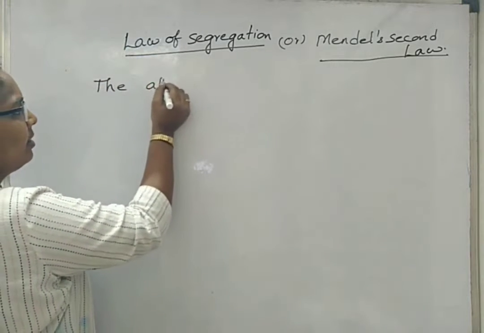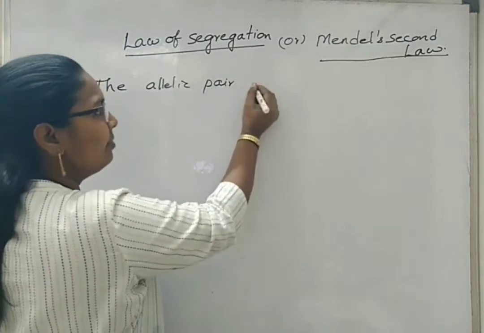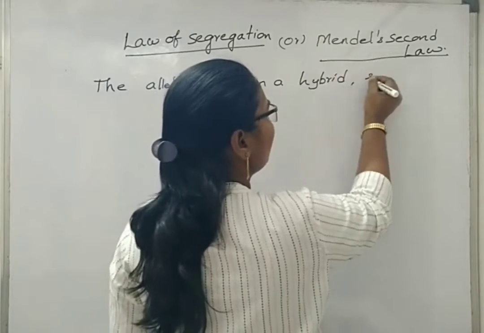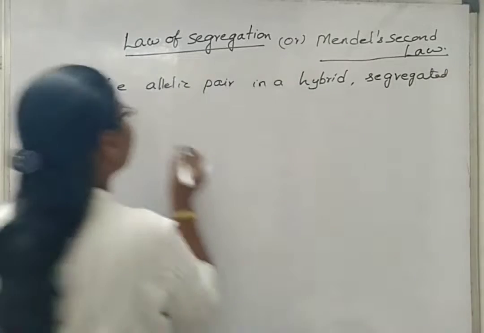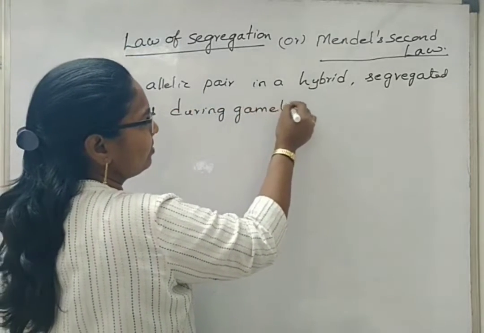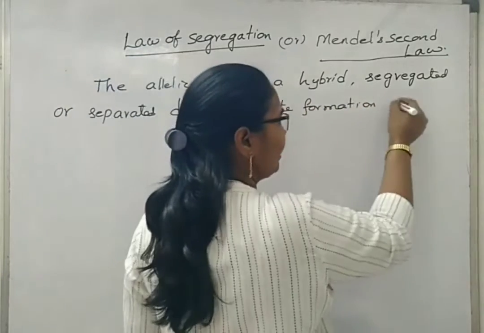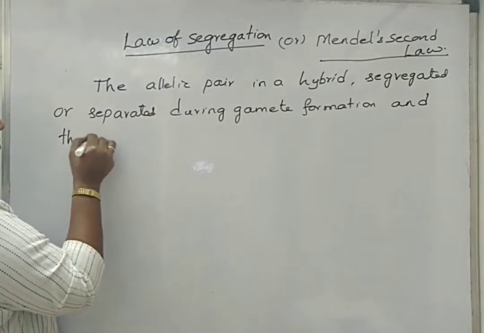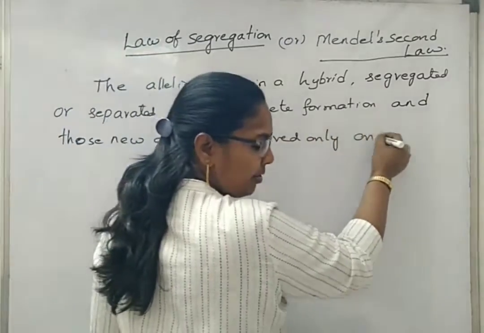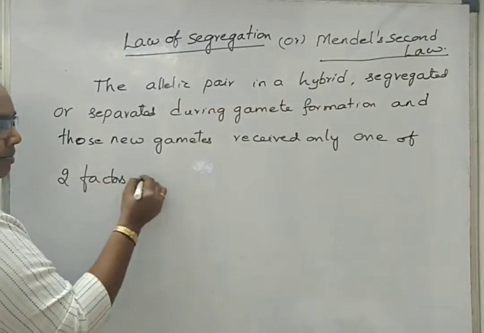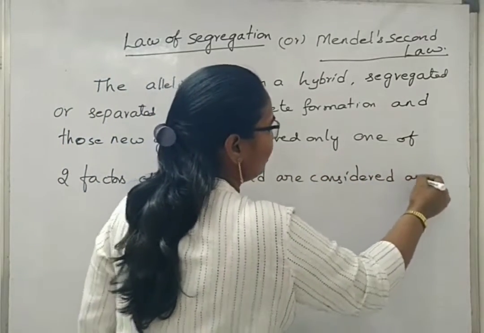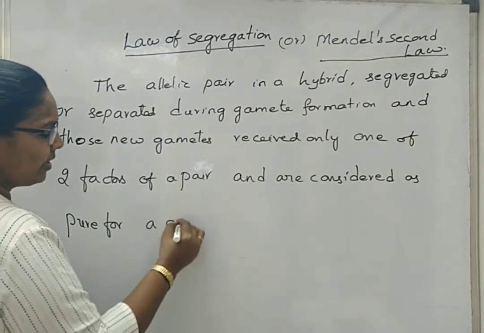See the definition clearly. The allelic pair in a hybrid segregates or separates during gamete formation, and those new gametes receive only one of the two factors of a pair, and are considered pure for a genetic trait.